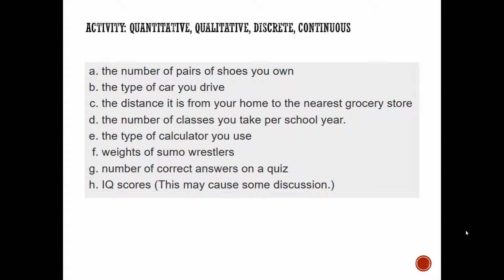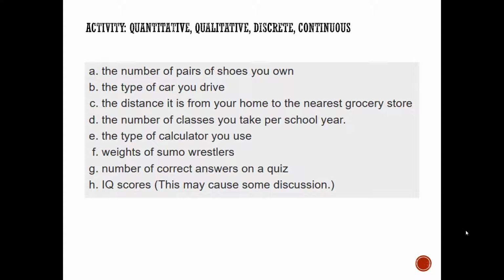E, the type of calculator you use. Well, a type of calculator, we're going to count the number of calculators of the different types, but the type of calculator itself would be a category. So that's going to be a qualitative variable or categorical.